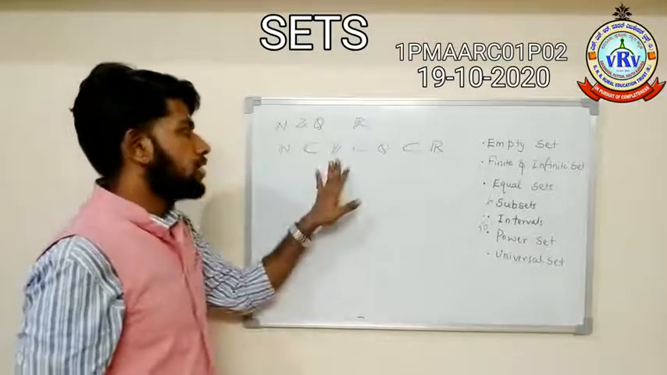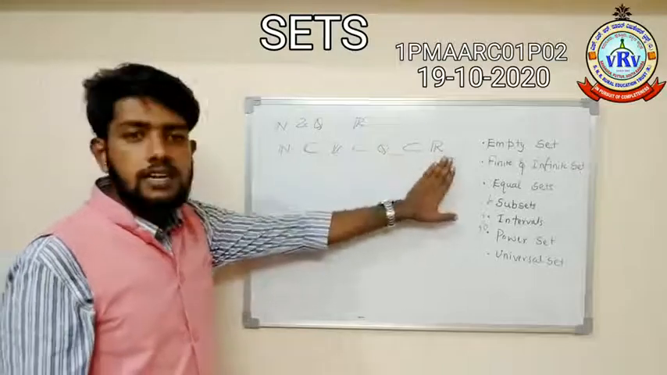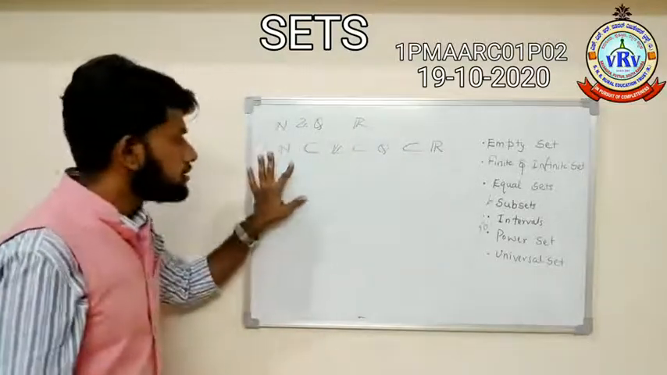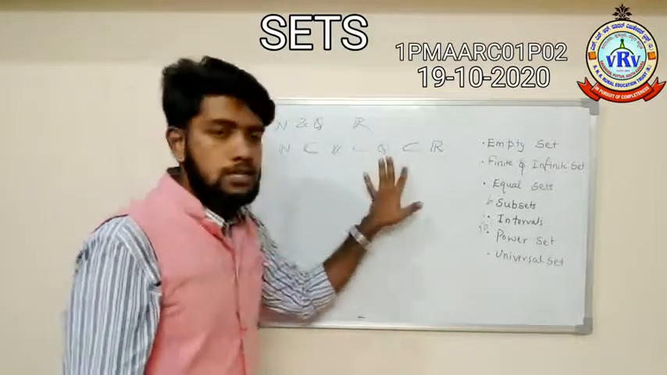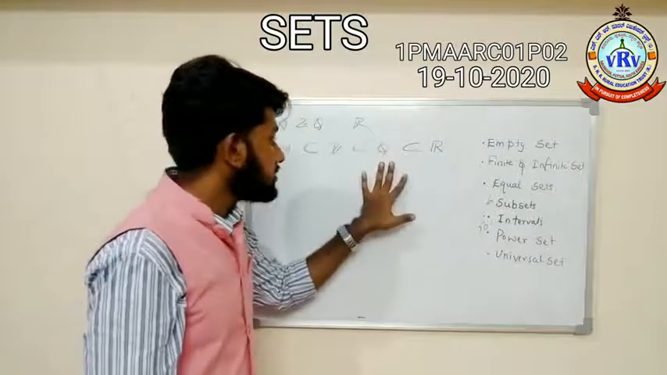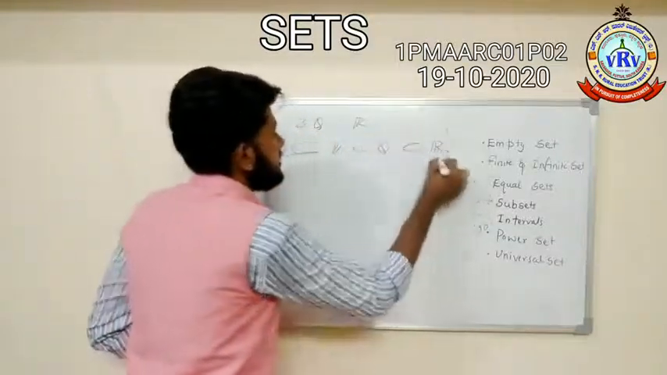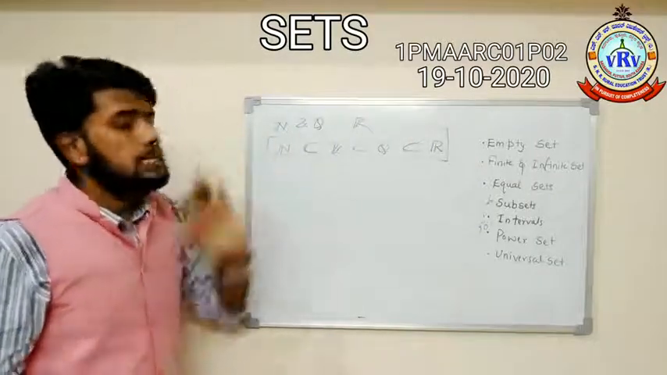Every integer is a rational number. Every rational number is a real number. So the natural number set is a subset of the integer set. The integer set is a subset of the rational number set. The rational number set is a subset of the real number set. This is the subset form of the number system.